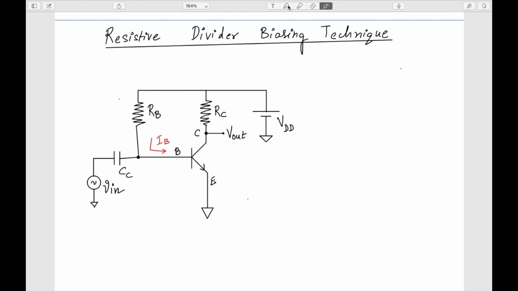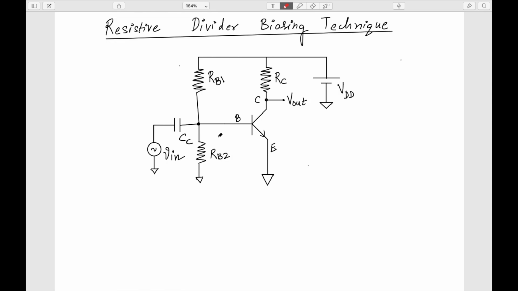Okay, so in the resistive divider biasing technique, instead of just biasing with one resistor, I'll have one more resistor here, RB2. So this is called the resistive divider biasing. Note that in this technique, the analysis becomes a little bit changed. So how do we solve this problem?